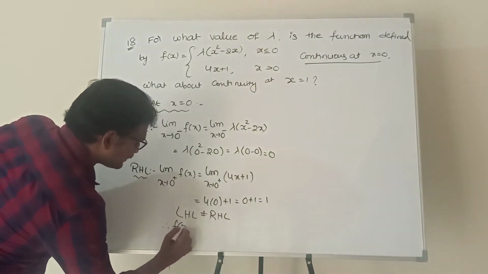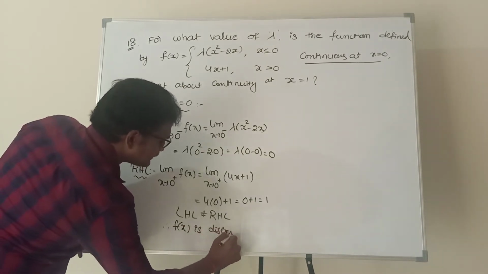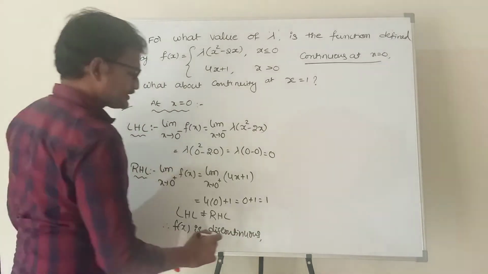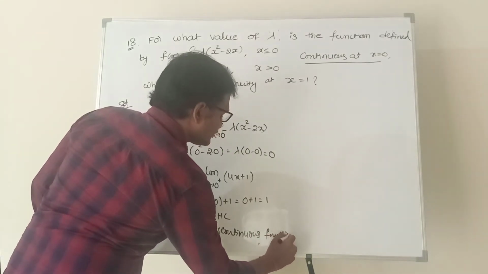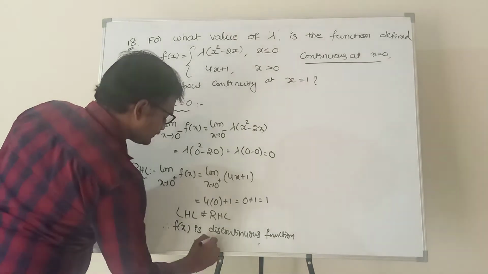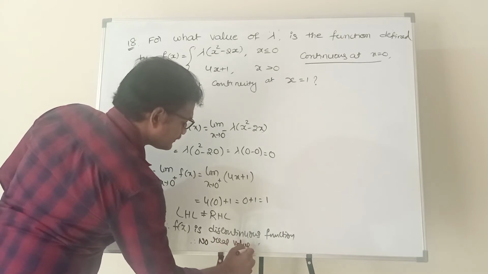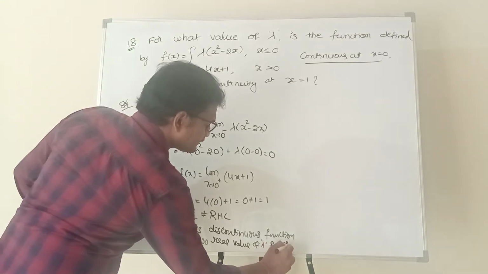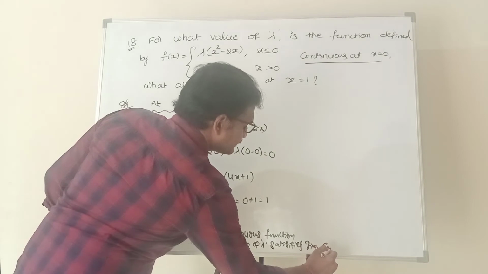Therefore, f of x is discontinuous. LHL not equal to RHL. Therefore, this is a discontinuous function. Therefore, no real value of lambda satisfies the given condition.